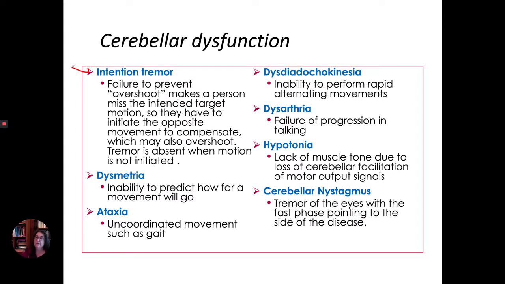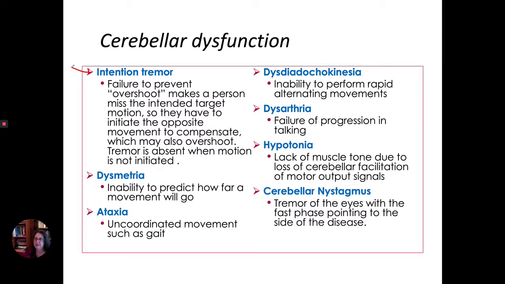When you are doing your intended movement, that is when the tremor happens. That's in distinction with what happens with some basal ganglia dysfunction, where you have a resting tremor, like with Parkinson's, for example, where the tremor's at rest, and actually the tremor's less when you do your intended movement. So it's really the opposite with the cerebellum. Okay, dysmetria, an inability to predict how far a movement will go. You're misjudging how far the movement is going to go.